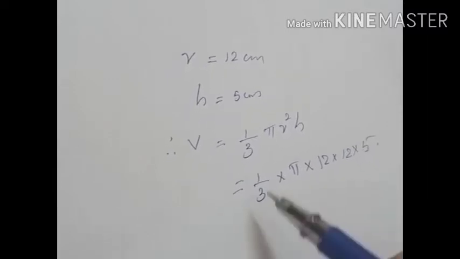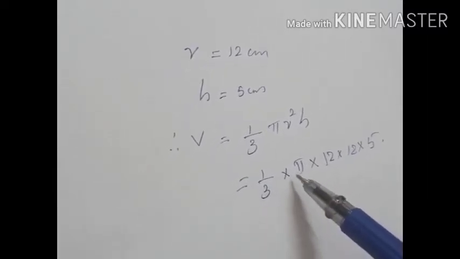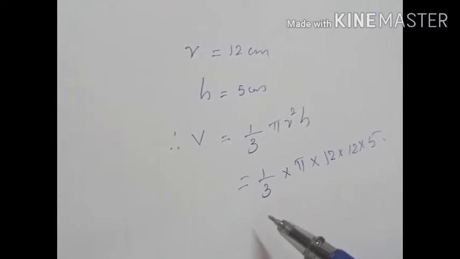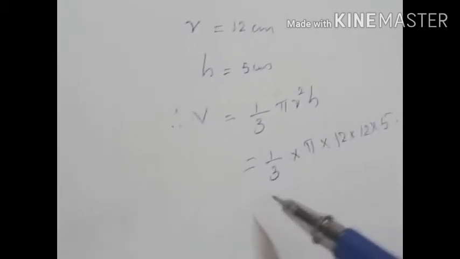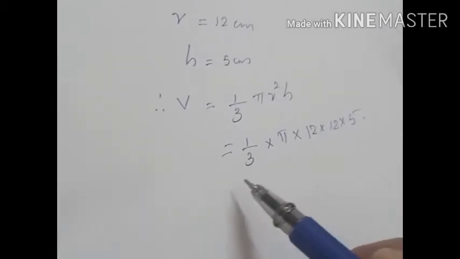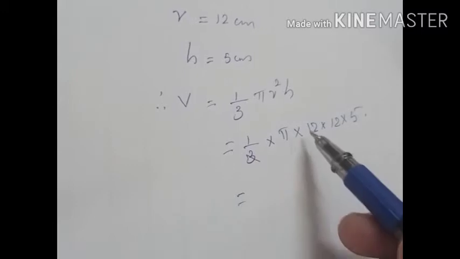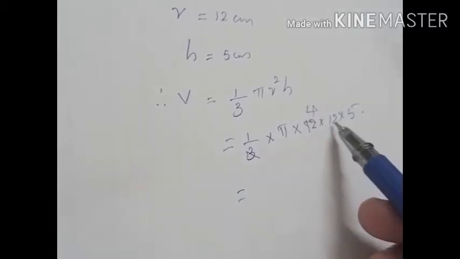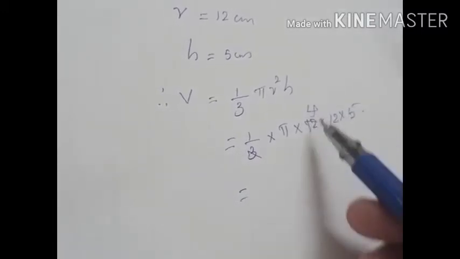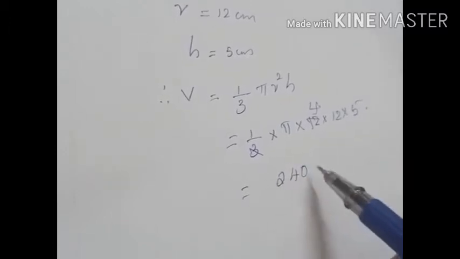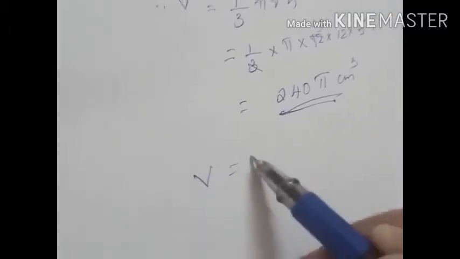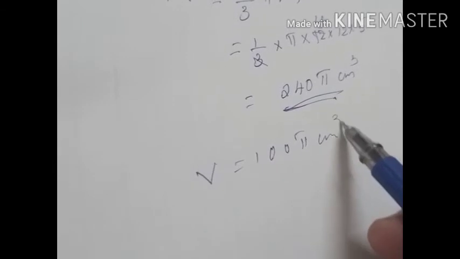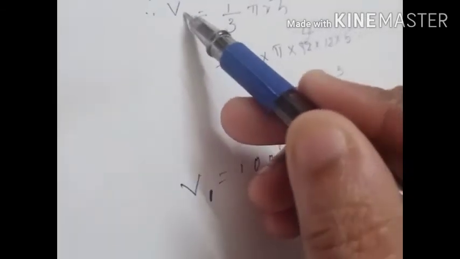Here no need to give the value of pi because in the question they asked to find the ratio of the two solids obtained in question number 7 and question number 8. So here 1 by 3, this 3 and 12 we can cut. Then what we will get? 12 into 5, 60. 60 into 4 is 240 pi centimeter cube. In question number 7, we got the volume as 100 pi centimeter cube. This is volume 1 and this is volume 2.